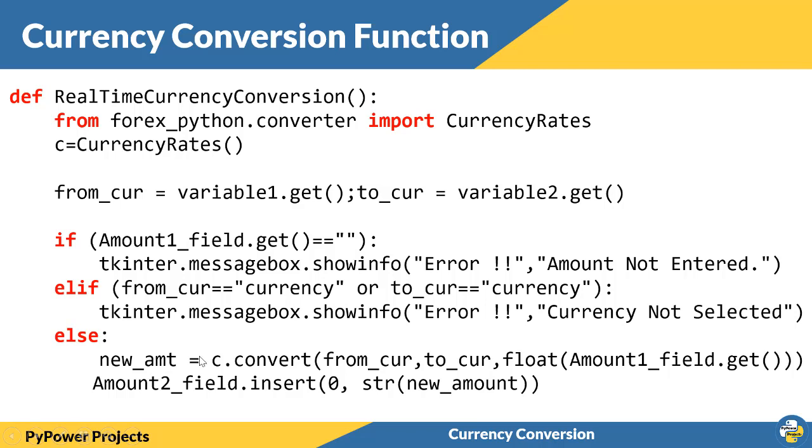So new amount is equal to the convert function. It will take 3 arguments. First is from currency, that means from which currency. Second is to currency, and third is the amount, a value in float. We will get this value from the amount 1 field's .get in string format. So we have to convert it to float and pass it as an argument to this function, and it will return the converted amount. So we will insert that amount in our field.